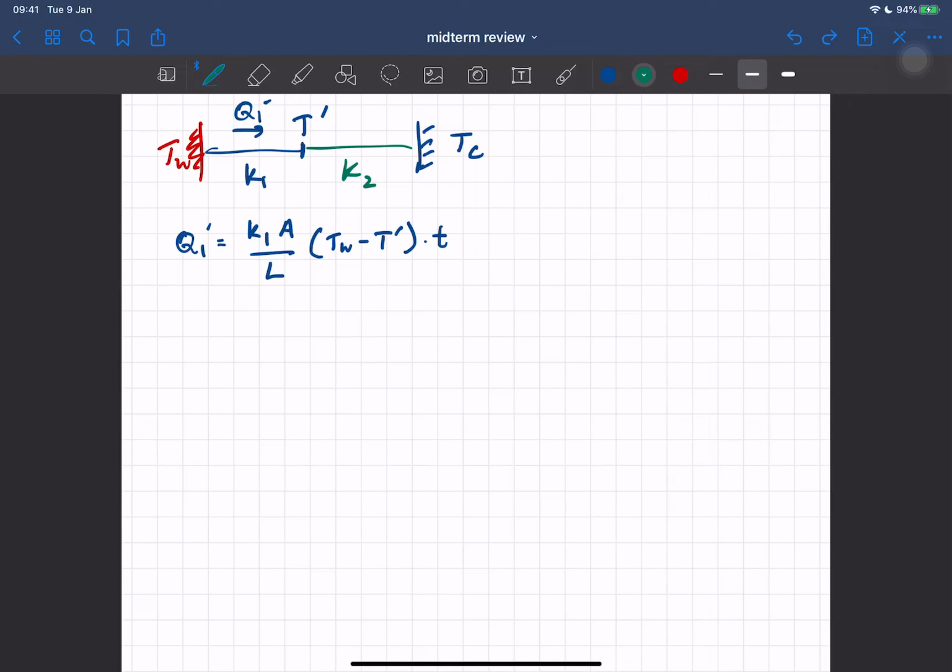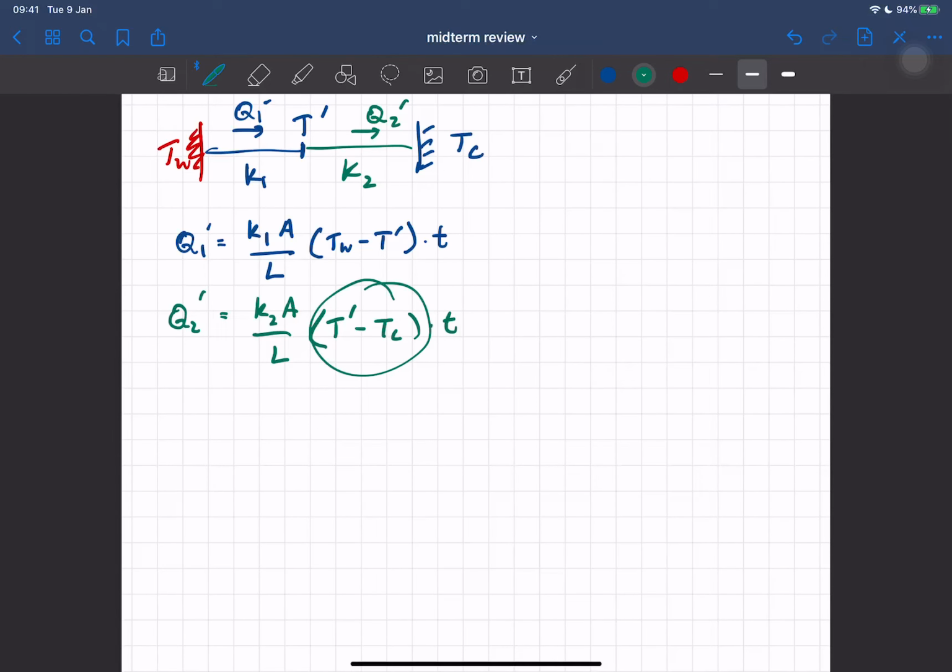What about Q2? Well, Q2 prime is the same kind of formula, which is K2 A delta T over L. But in this case, what's the temperature difference? Well, T prime here is going to be hotter than TC, right? So it's going to be T prime minus TC, okay?